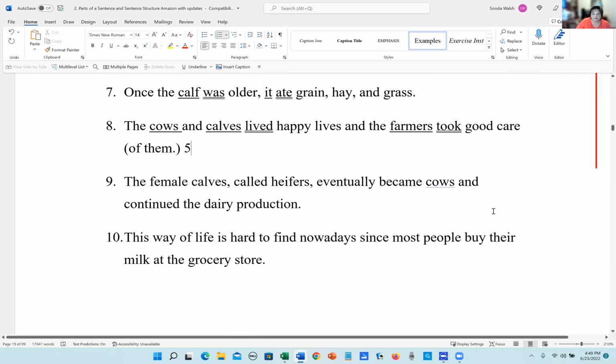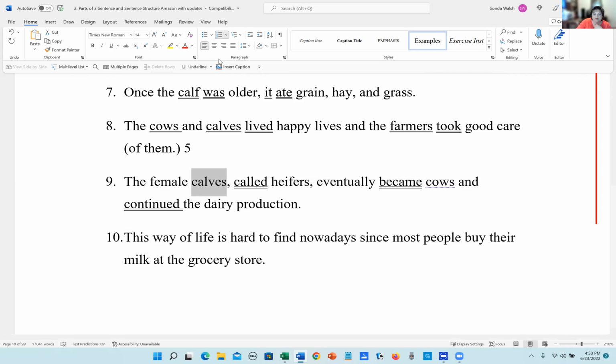Number 9. We do not have any prepositional phrases. Okay, here we have "called." I'm going to underline that twice. Who called? Okay, we got a comma right before this, so that's going to tell me something's going on. I'm going to move on. Here, "became" is a verb. "Continued" is a verb. Let's see if we can figure this out. So I'm going to table "called heifers." Who or what became cows? Aha, so calves became cows.